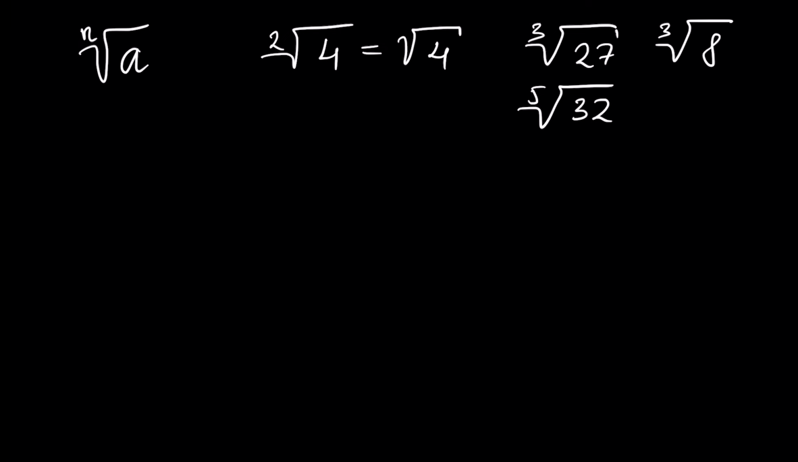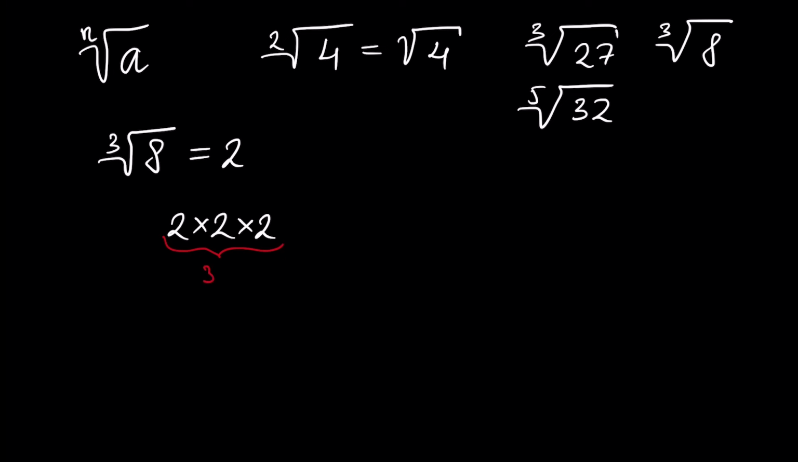For example, the third root of 8 is 2. Why? Because if we multiply 2 by itself, and we take, for this multiplication, 2 three times, because the power is 3. So 2 multiplied by itself, and we take 2 three times, the answer is 2, because exactly 2 is multiplied by itself.